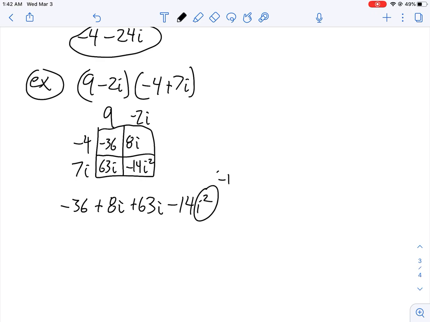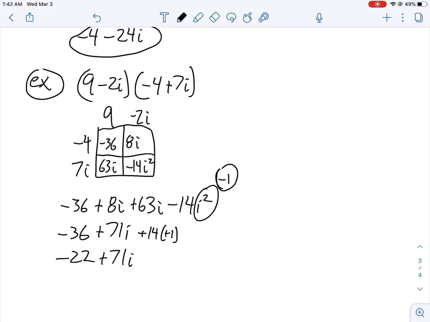This i squared, we have to replace it with a negative 1. Everything else we can start simplifying. We've got negative 36 plus 71i. This is negative 14, or minus 14, times negative 1. That's going to be a positive 14. Negative 36, positive 14, negative 22 plus 71i. And that is our complex number.